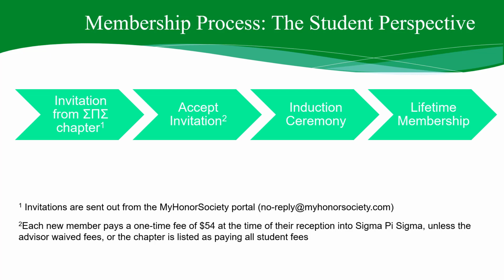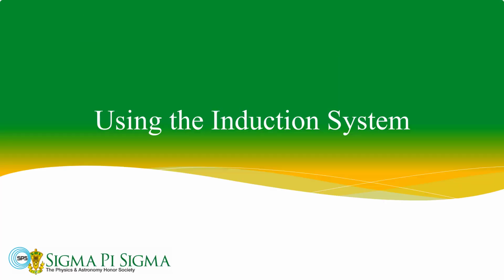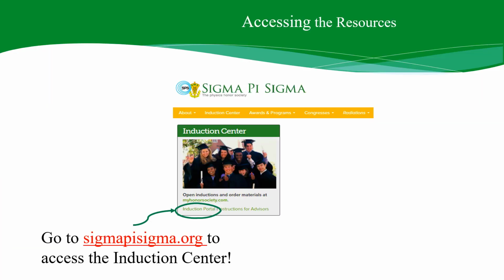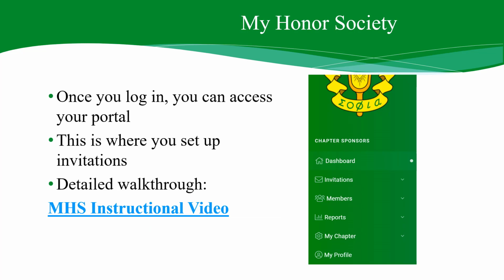So let's talk about how to use My Honor Society. You can access My Honor Society from sigmapisigma.org. So if you log in, this should be on the front page, and you can click the button for the induction portal to get there. Once you log in, you'll be able to access your portal. This is where you set up all of your invitations, and we do have a detailed walkthrough at this link, and I can send you guys the slides later, and it's also accessible on the Sigma Pi Sigma website.